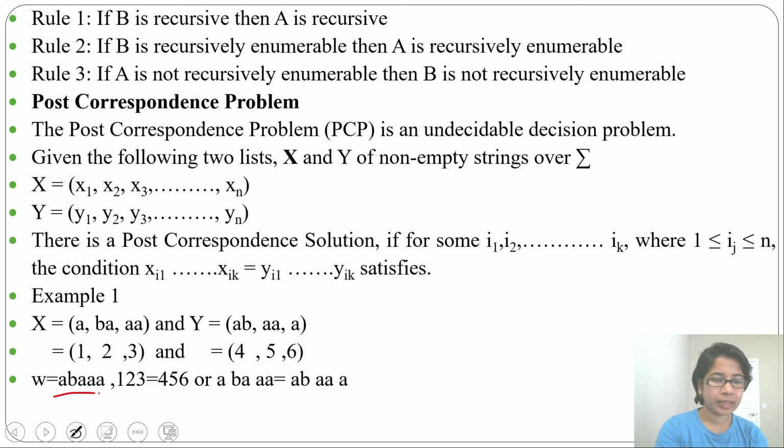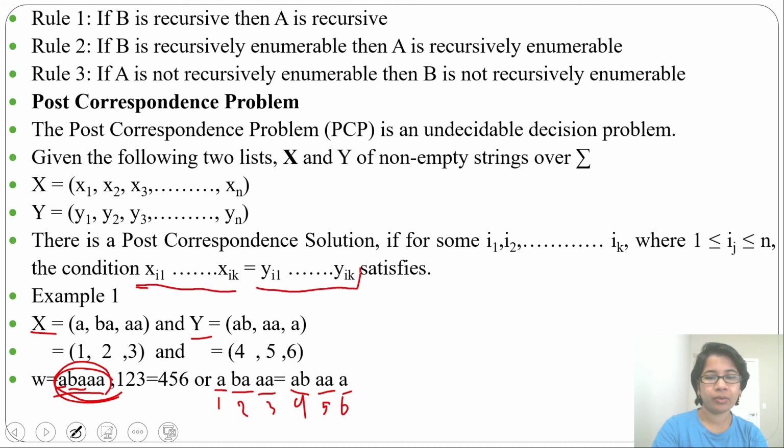Or you can write it as ABAAA. First A, then you can divide BA, then AA. This A is for 1, BA is for 2, AA is for 3. You can also divide this string as AB, AA, A. AB is for 4, AA is for 5, A is for 6. So the same string W you can divide as X and Y. So that is written here: X I1 to Ik equals Y I1 to Ik.